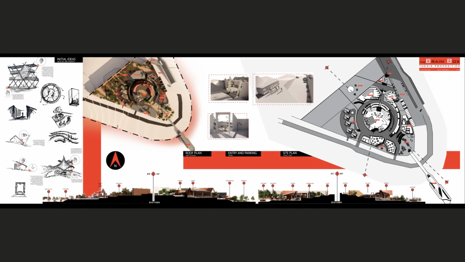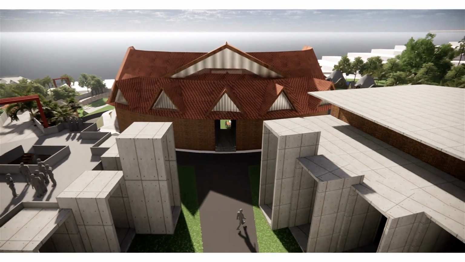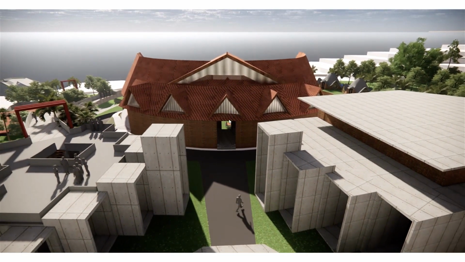This opens up to a large open area, creating a very contrasting feeling. And from this point, people can access three spaces, that is the gallery on the left, the library in the front, and the seminar hall on the right.